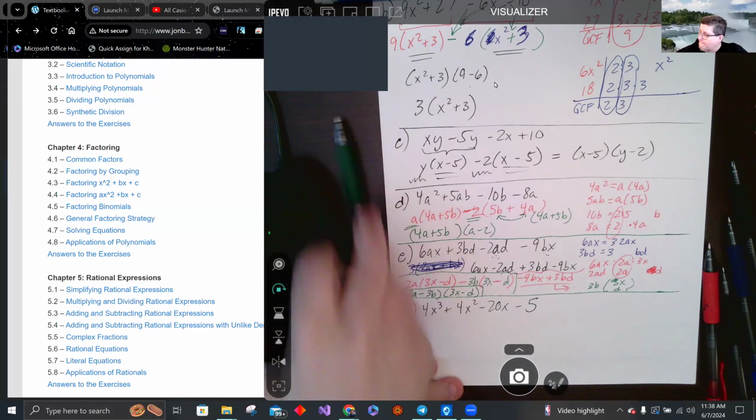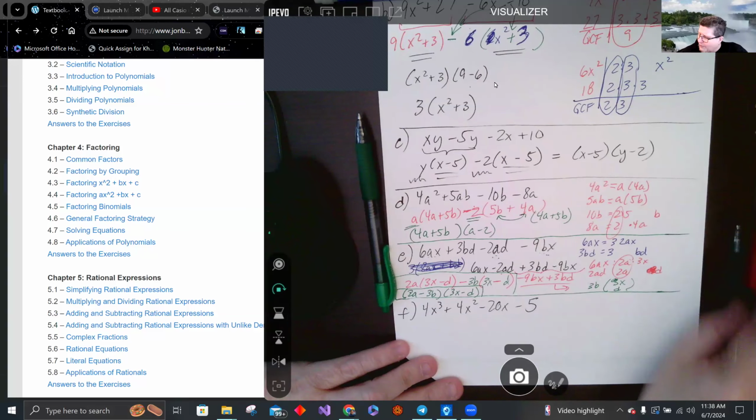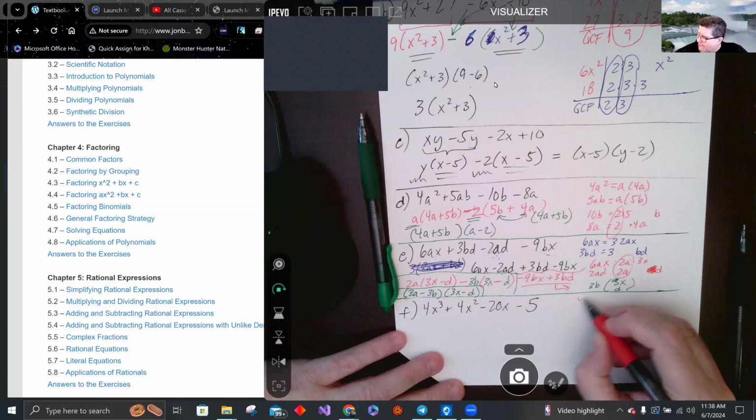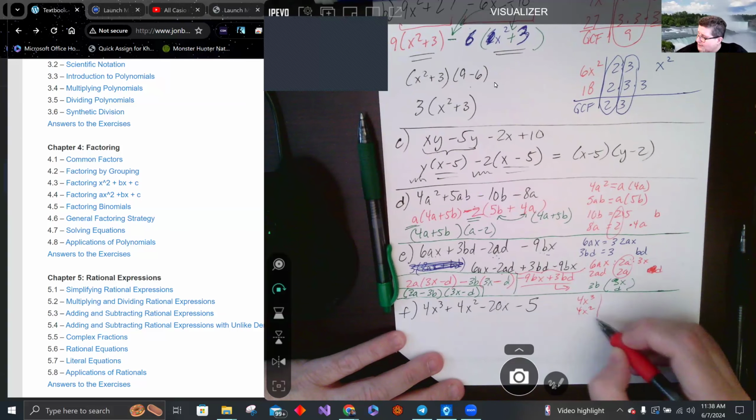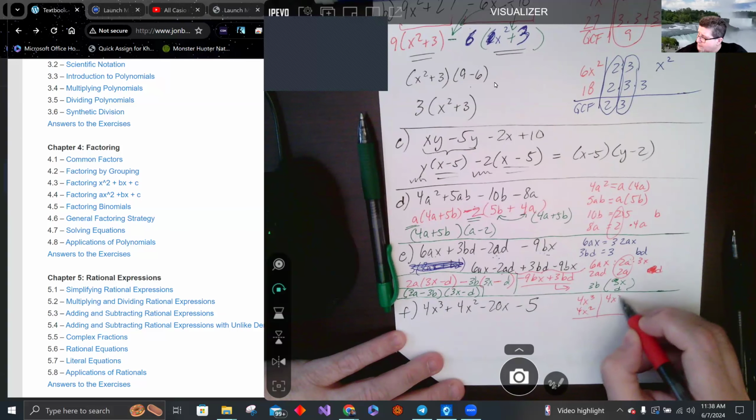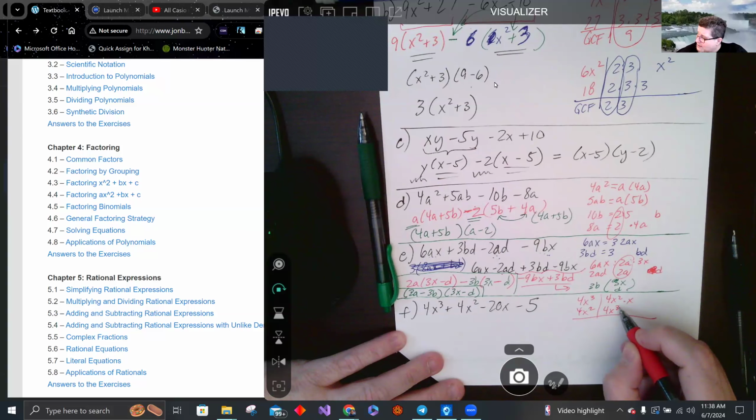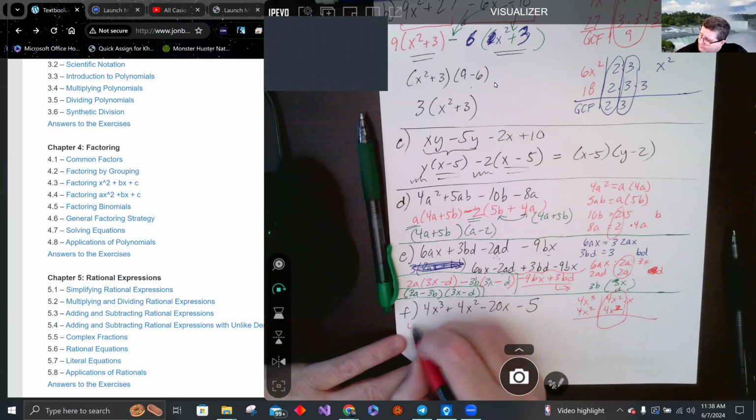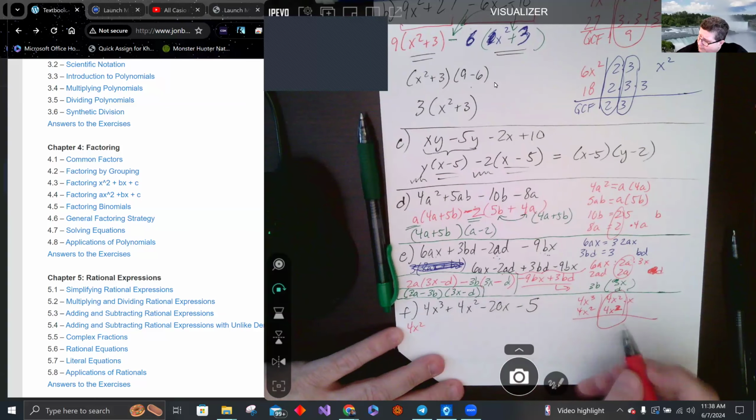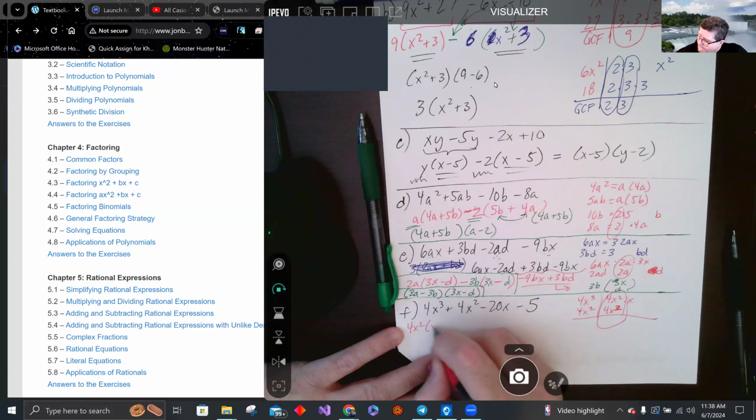Okay. One final pairing, 4x cubed and 4x squared. They both have a 4x squared, don't they? And that's got another x. So that's my GCF. And I'm left with an x plus 1.